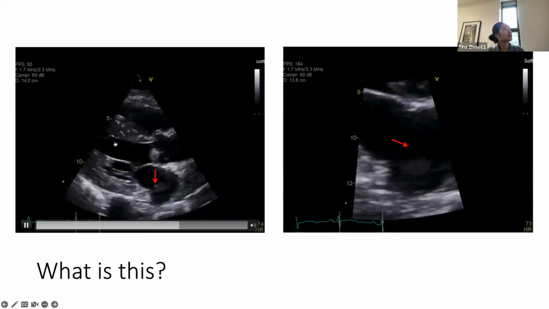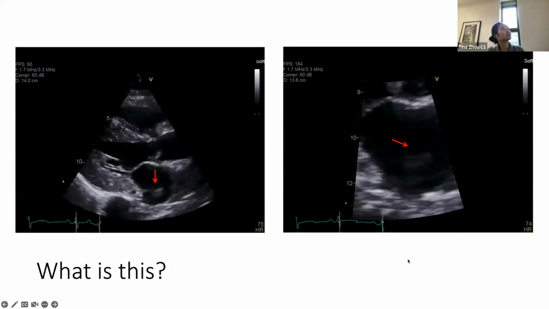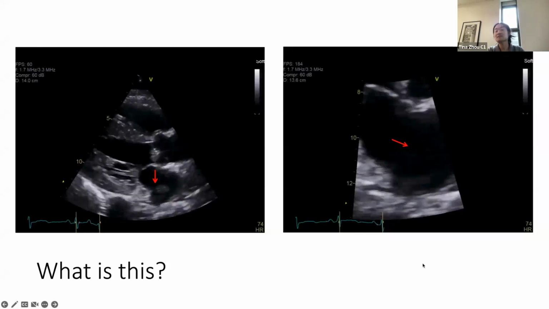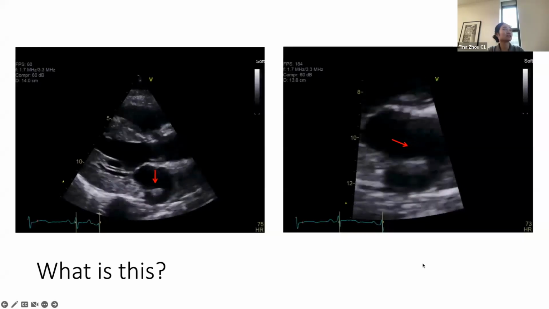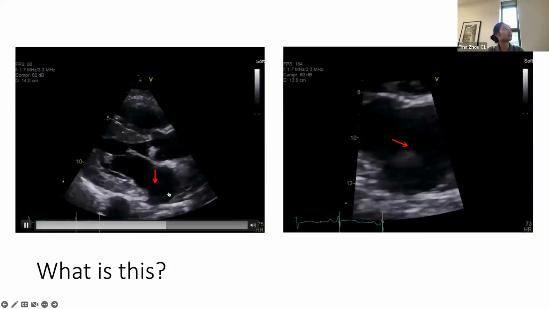Moving on, what is that? Looks like a myxoma. It certainly does, and that was definitely the initial thought. And it was not just the one in the left atrium.